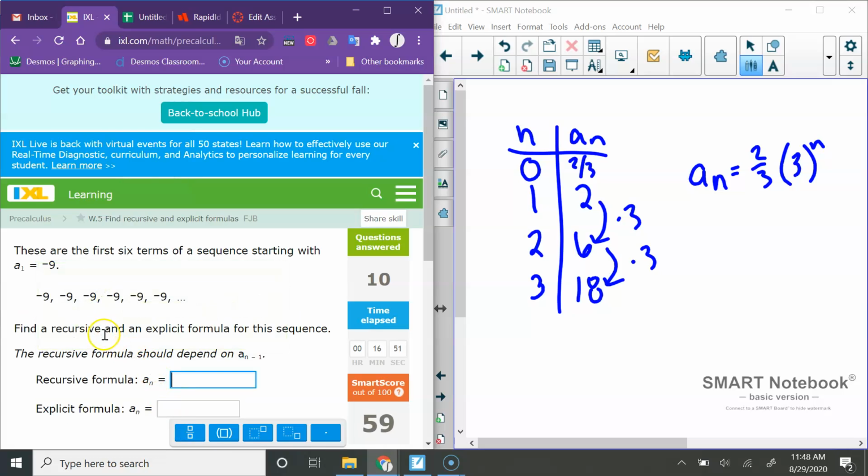Okay. I think that kind of goes over the different types of problems that you'll have. So go ahead and finish this one. You will need to get a SMART score of 90 on this one to get credit.